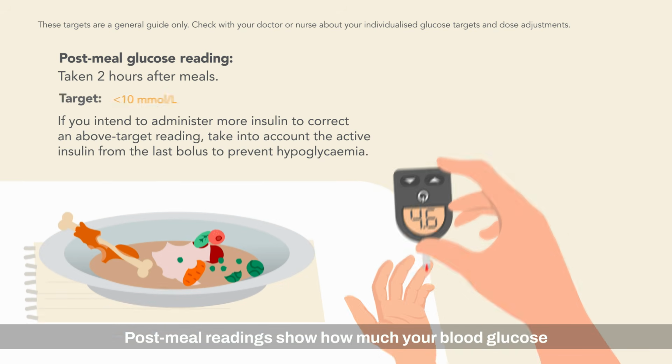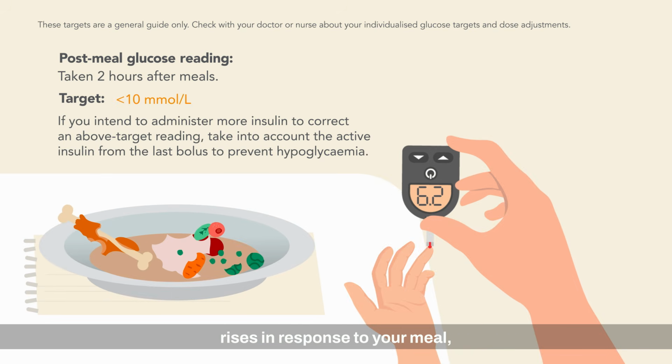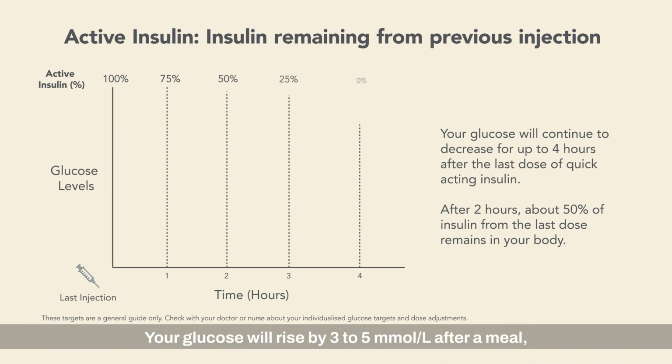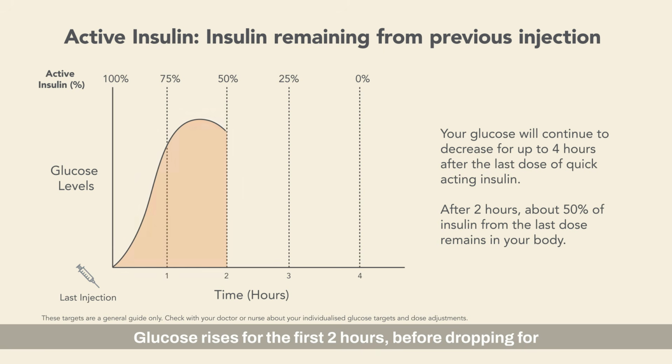Post-meal readings show how much your blood glucose rises in response to your meal, and if you have given enough insulin for the amount of carbohydrates consumed. Your glucose will rise by 3 to 5 millimoles per liter after a meal, even with appropriate bolus insulin dose. Glucose rises for the first 2 hours before dropping for the next 2 hours, then stabilizing.